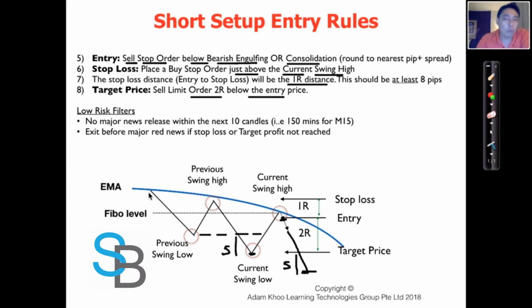So again, what are some low risk filters? Do not enter a trade if there's major red news to be released in the next 2 hours. So again, check your Forex Factory every morning before you start trading. Mark out the major news events. And again, once you enter the trade, you allow it to hit the stop loss or the profit target. Now, if the red news is coming up before your trade is concluded, I would suggest you exit the trade before the news is released, right?